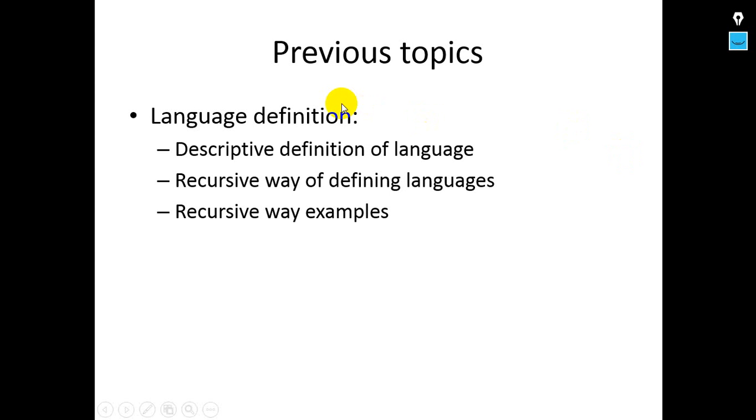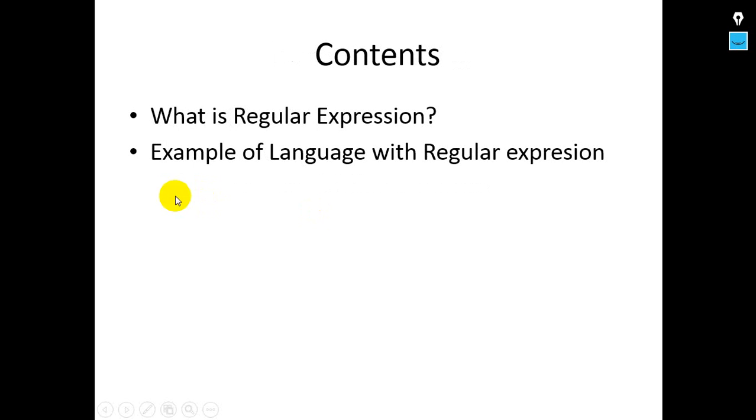Okay, so in the previous lecture your teacher explained the definition of language. That was the descriptive definition of language, and the recursive way of defining a language with an example. So you know about this, okay? The topic of this lecture is what is a regular expression, and different examples of languages with regular expressions. In this lecture I will explain what a regular expression is, why we use regular expressions in theory of automata, and I will solve different examples on regular expressions.